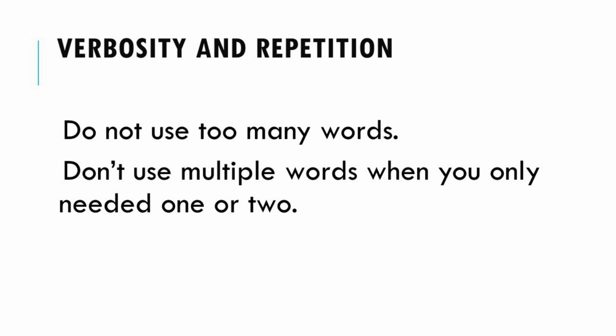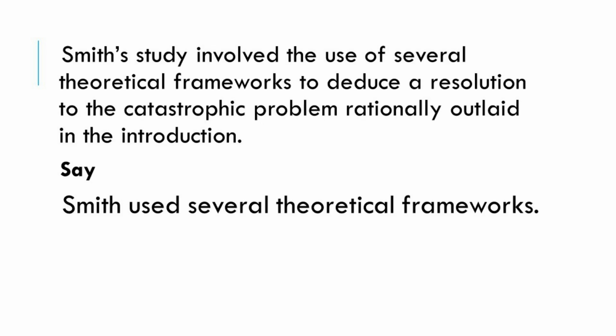All right. So next, verbosity and repetition. Avoid using too many words when you could have just used one word. Don't use multiple words when you only need one. So for example, we look at this sentence. Smith's study involved the use of several theoretical frameworks to deduce a resolution to the catastrophic problem rationally outlaid in the introduction. We don't want to say that. We want to avoid that. That is needlessly excessive. What we would rather say is Smith used several theoretical frameworks. You're saying the same thing, essentially, but one is much more direct. It's clear, and it's just better.